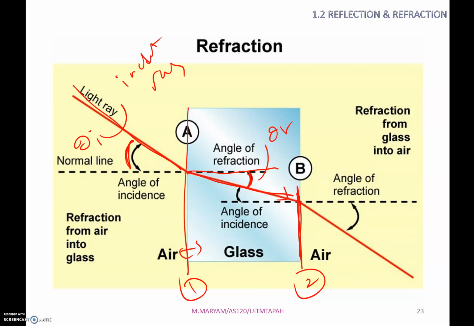What will be the angle of incidence at the second surface? It will be between the incident ray here and of course the normal line. So this is my theta i. And finally, the refracted angle will be between the refracted ray and the normal here. So it will be theta r.